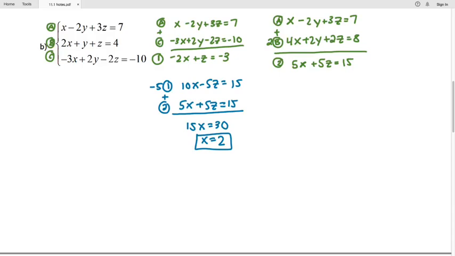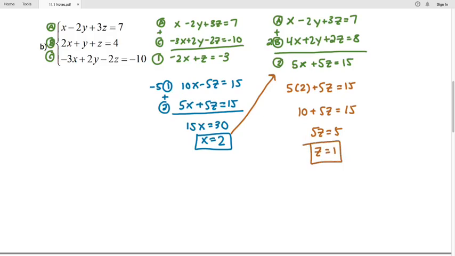So we've got our first value. Now we're going to work our way backwards. Go back to equations 1 or 2. It really doesn't matter. I'll pick equation 2 since I've got a little bit more space underneath it. I'm going to plug in 2 for x, and now I can solve for z. We get 10 plus 5z is equal to 15. 5z is equal to 5, so that means z is equal to 1.